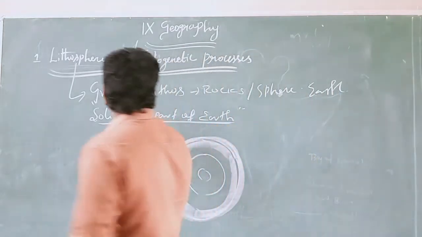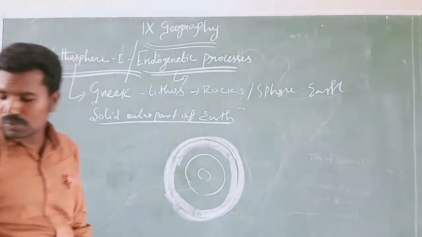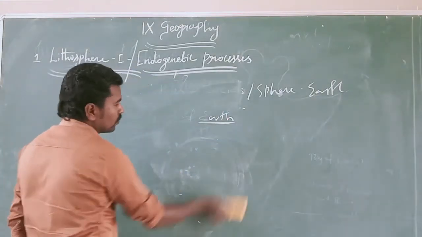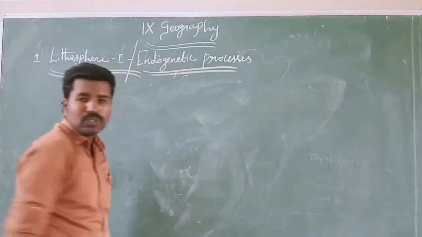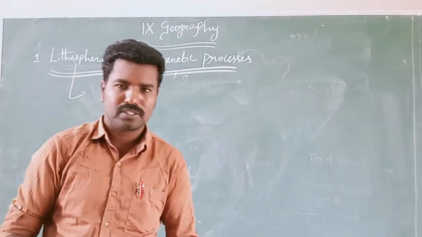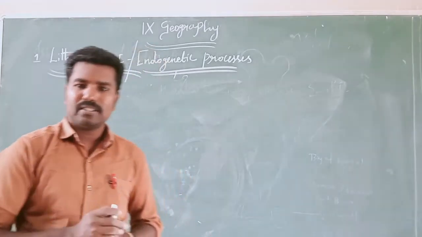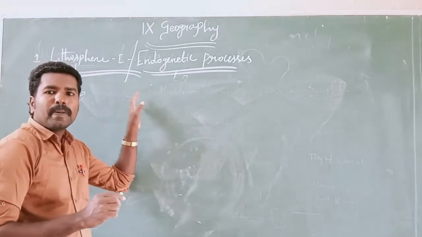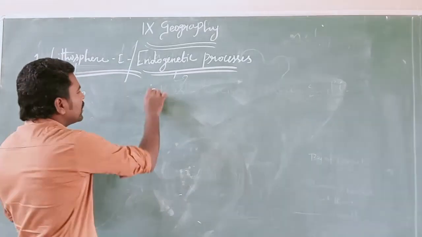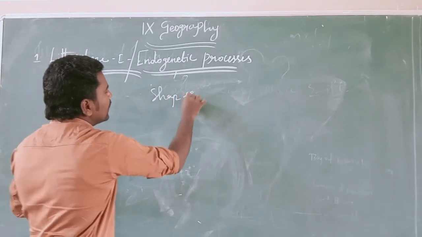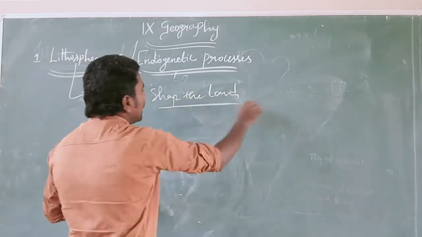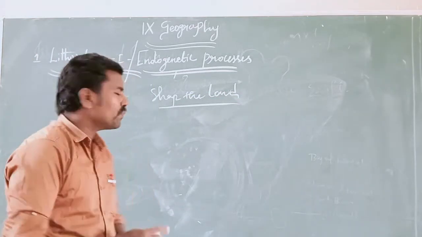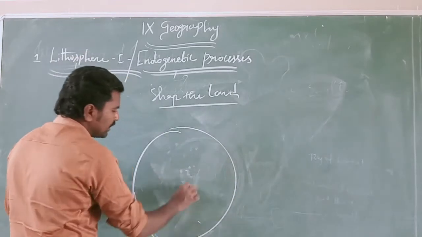And the other important topic is the endogenetic process. What is an endogenetic process? The endogenetic process is the earth process that shapes the land by the force that comes from beneath the earth crust.